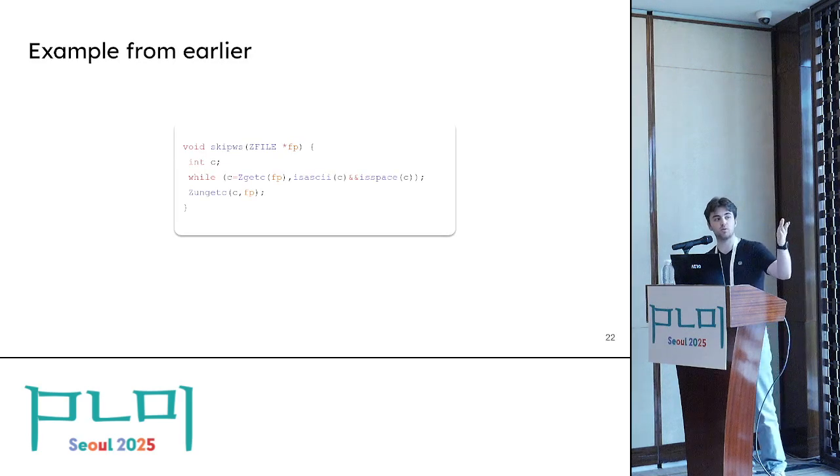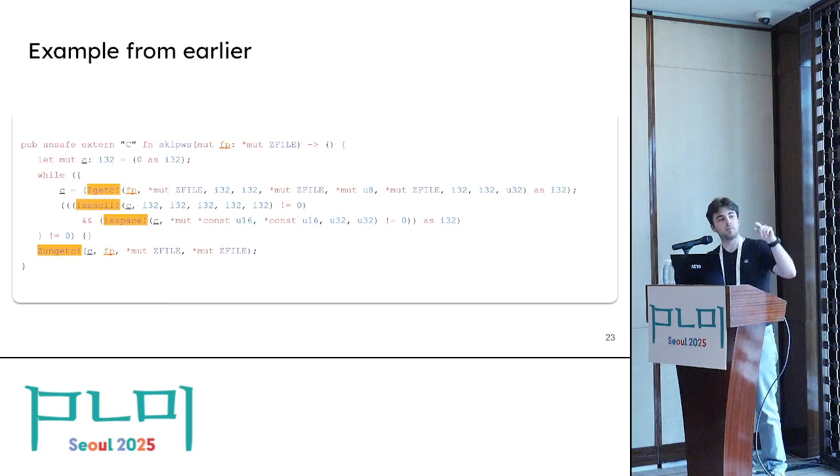The example from earlier was also from Figlet. So here, if we throw this through our transpiler, we'll get something like this. I highlighted the macros for you. They're here. They're still retained.